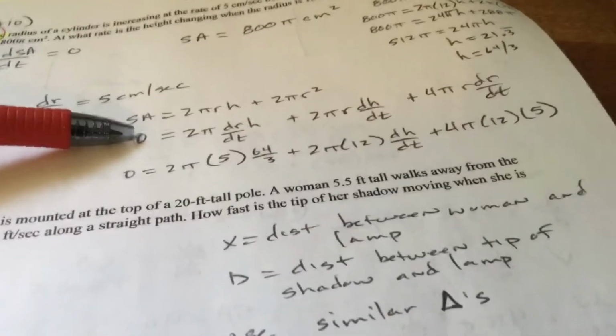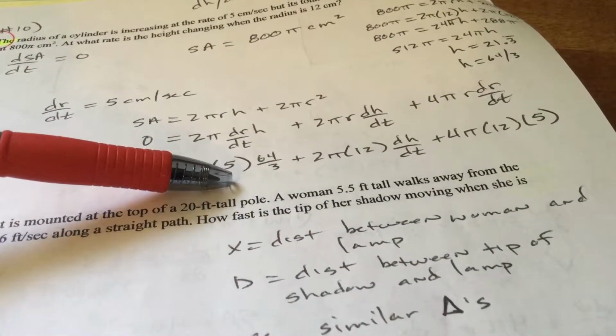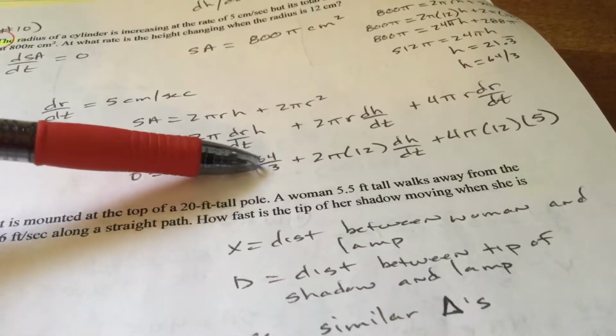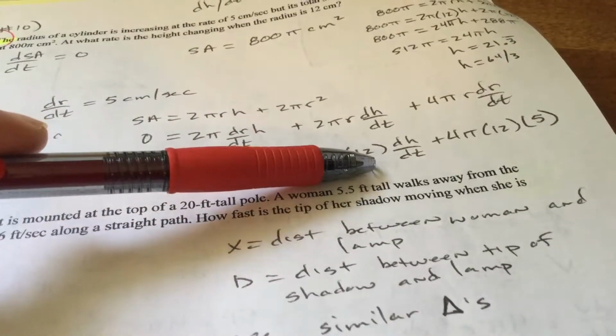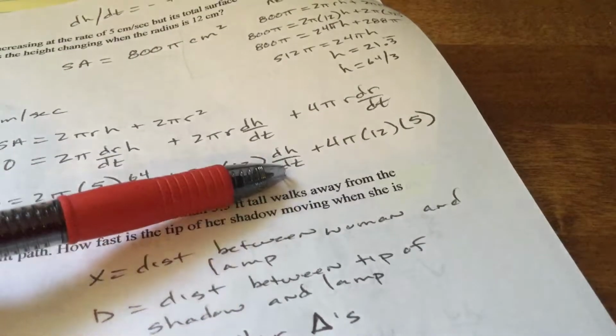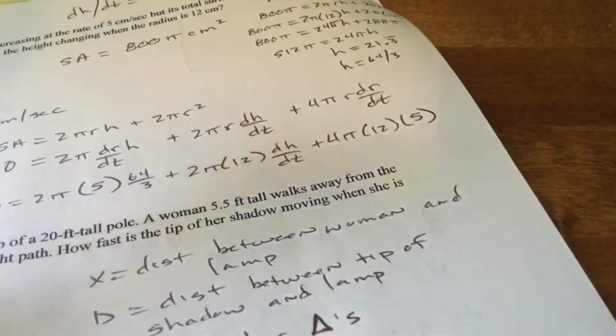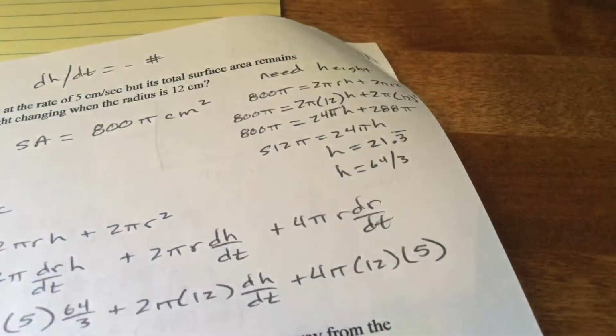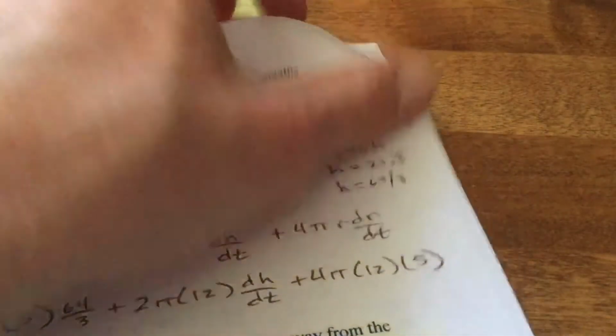So plug in everything we know. We know dr dt is 5. How is that height? 64 over 3. We'll talk about that. The radius is 12. We know that. We need to figure out what dh dt is. We know 12. We know 5 for dr dt. Now, we need the height, as you can see. We need the height for that first part.